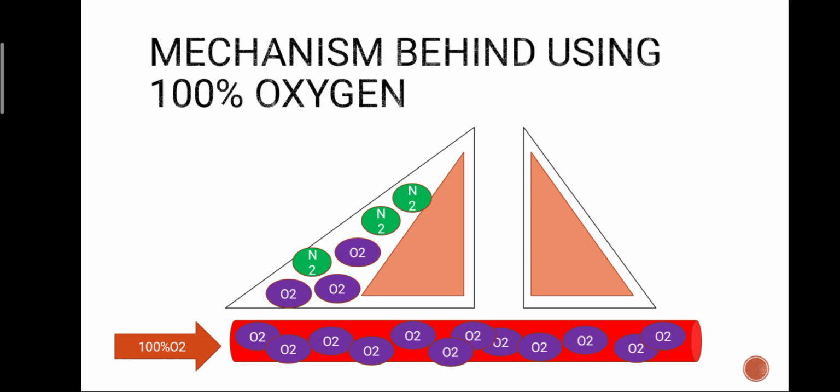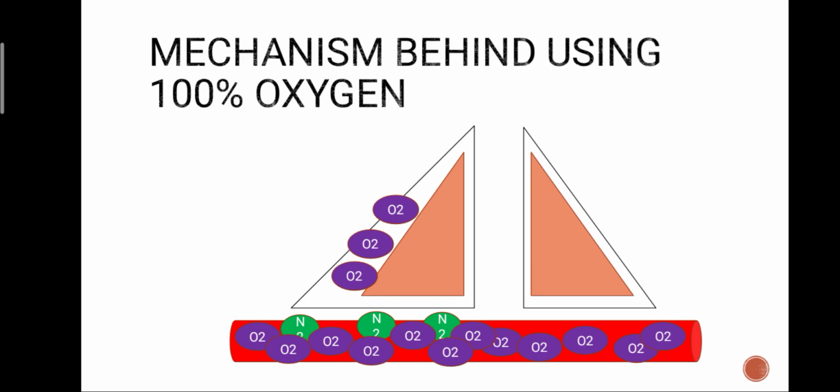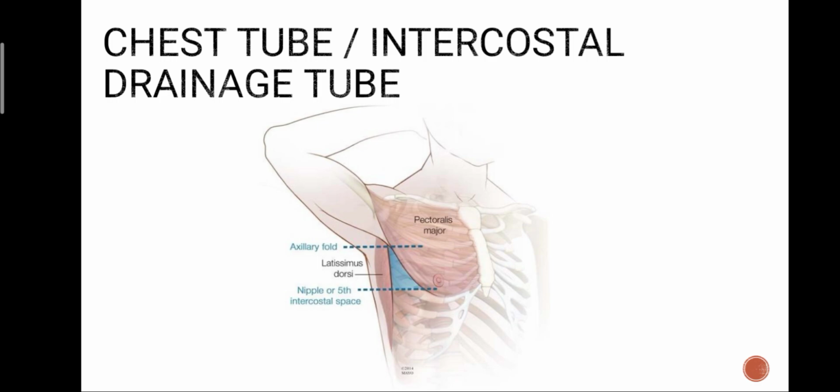So there is a gradient for which the nitrogen would go from the pleural spaces into the capillaries, because in the capillaries there is no nitrogen at all. By this way, you can reduce the amount of pneumothorax to half. Most of the cases would require just 100% oxygen, but some cases would require chest tube insertion.